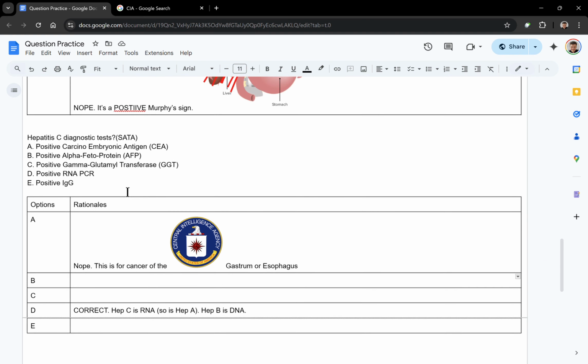All right, so then alpha fetoprotein. What's alpha fetoprotein for? Is that Hep C? Hep A? No. It has an A in it, it must be it. This is why we need help. Saying it over and over is not going to help me, but I'm going to do it anyway.